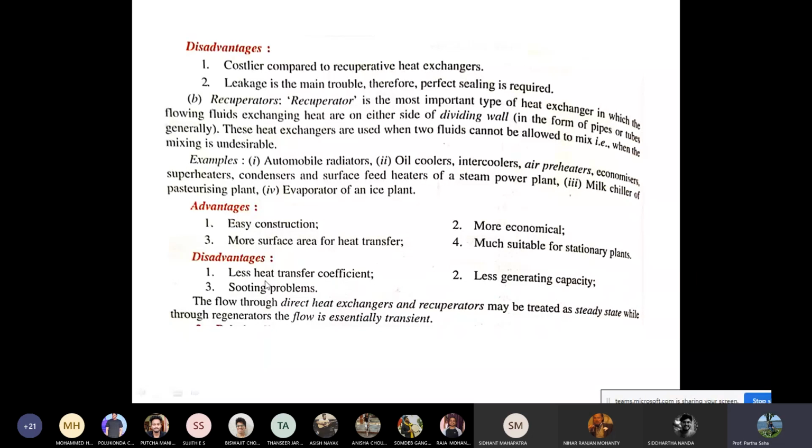But the disadvantages are less heat transfer coefficient, because some heat loss happens in the wall, and some sort of fouling problem, because deposits form on the surface if you have a corrosive liquid or fluid, which sometimes hampers the performance. Its heat capacity is also low. But again, the recuperator is much more advanced and much more economical compared to the regenerator.